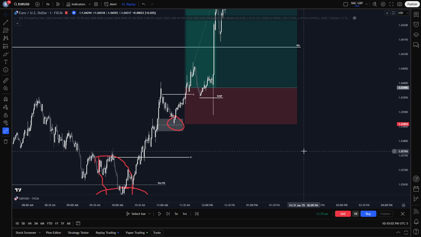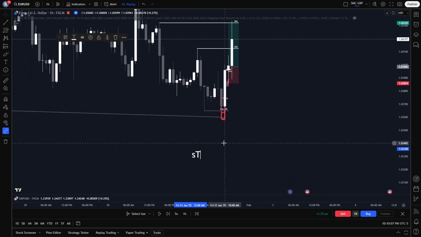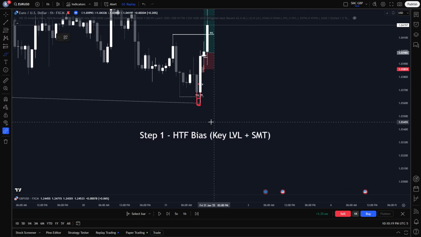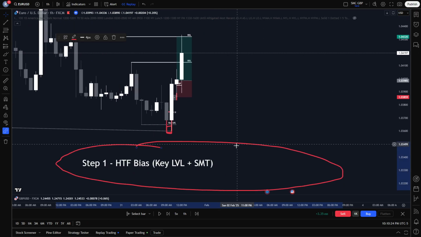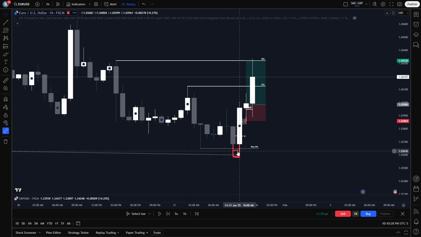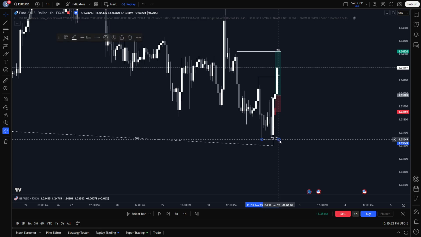Let's recap this. Let's break down the steps. Your step 1 is your high time frame bias, which is your key level and SMT. What is this key level and SMT? It is showing you your manipulation. Okay, so if we look at our example here, the key level and SMT was the sweep of this previous hour low paired with this SMT over here.